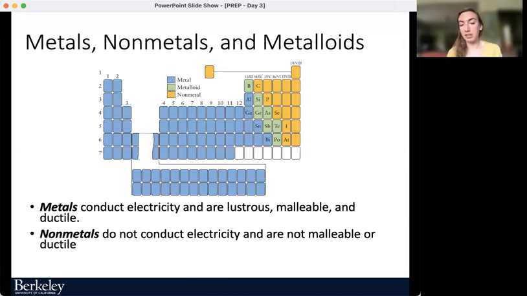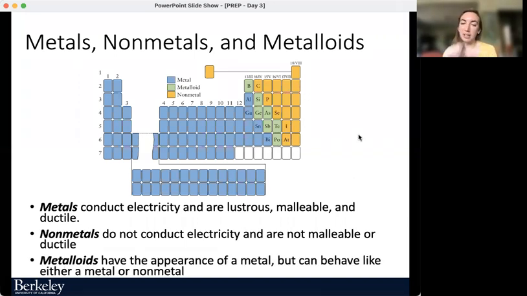Non-metals don't conduct electricity and are not malleable or ductile. So think about oxygen. At room temperature, oxygen is a gas. That's not a metal, right? And like carbon, think about your pencil lead, right? It doesn't feel metallic, right? So these yellow elements over here are non-metals.